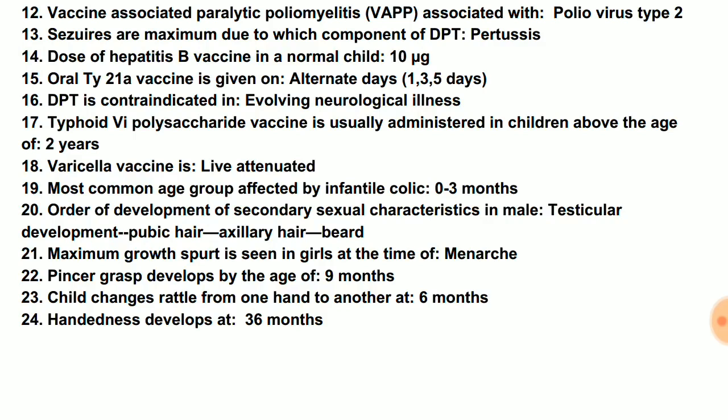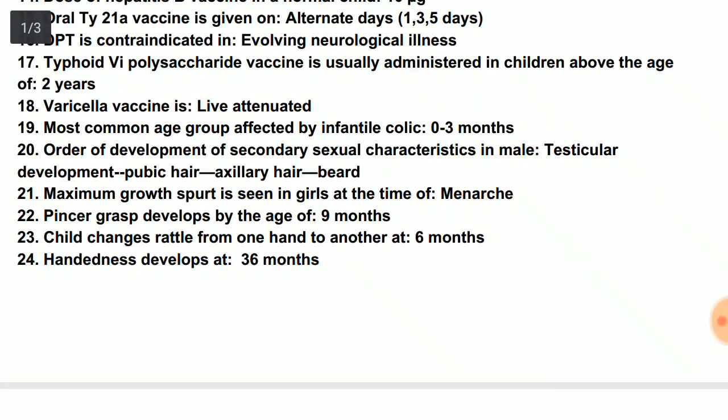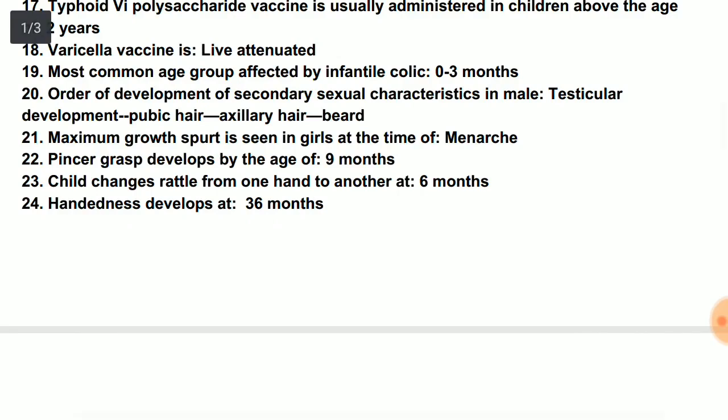DPT is contraindicated in evolving neurological illness, because pertussis causes seizures. Typhoid Vi polysaccharide vaccine is usually administered in children above the age of 2 years. Varicella vaccine is live attenuated. Most common age group affected by infantile colic is 0 to 3 months.